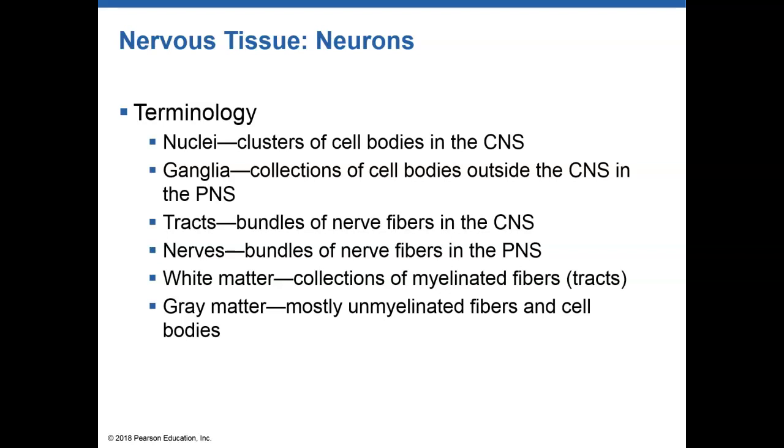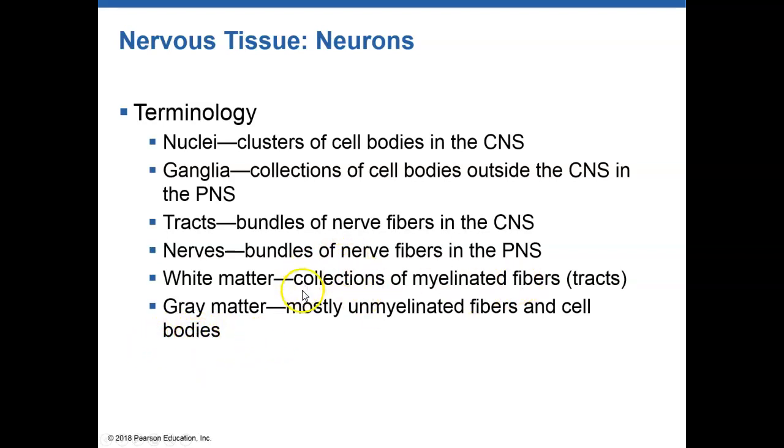And then we have white and gray matter. These are found within the CNS. White matter is a collection of the tracts, so it would be those myelinated neuron axons, which is where it gets the name white matter. And then the gray matter is the unmyelinated regions, mainly focusing on those cell bodies, okay?